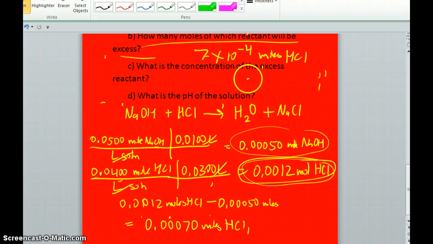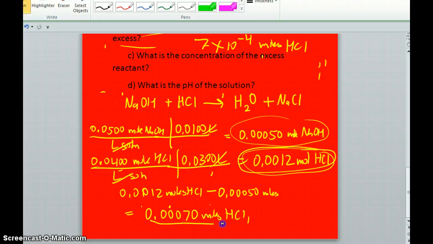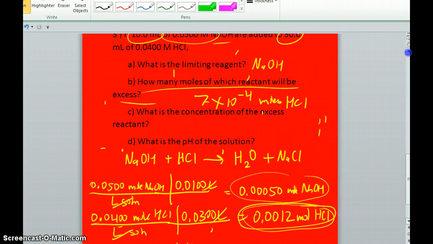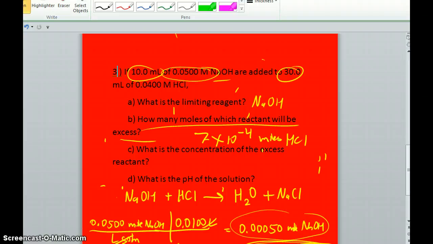Now, what is the concentration of this excess reactant? Well, a concentration or molarity is moles per liter. So all I have to do is take this volume, or this number of moles, and divide by the volume it's in. Now be careful. What volume is the excess in?